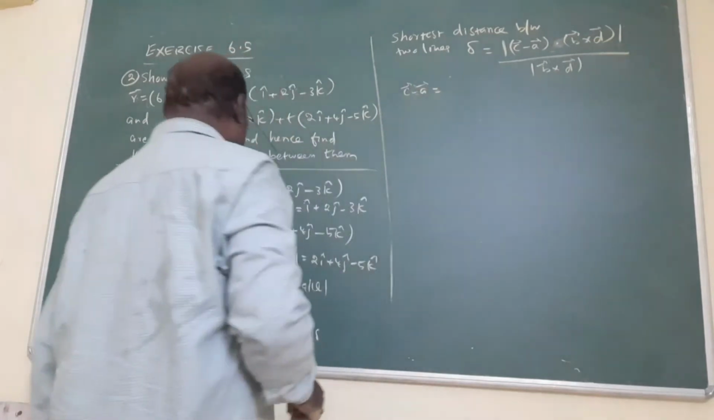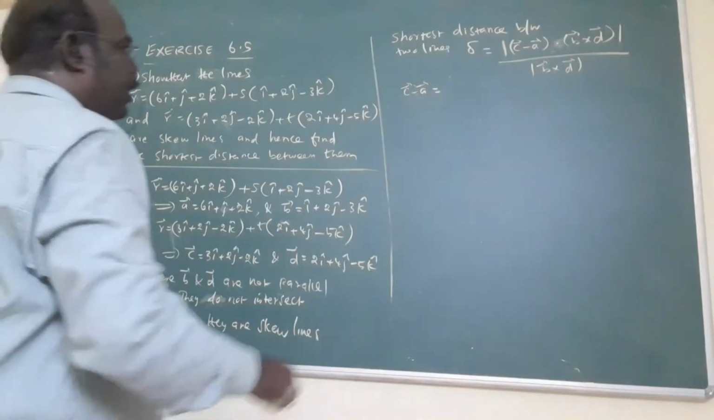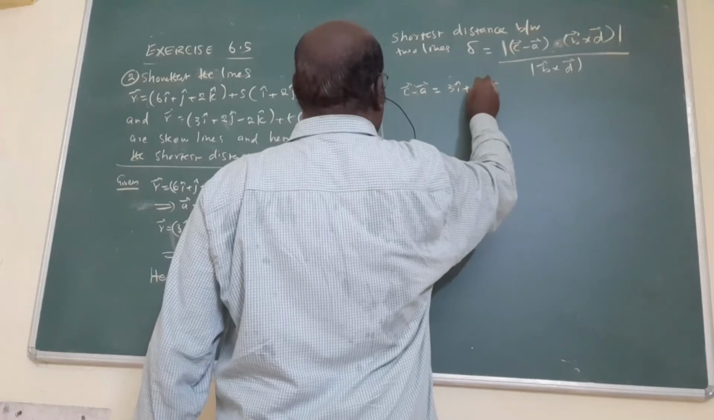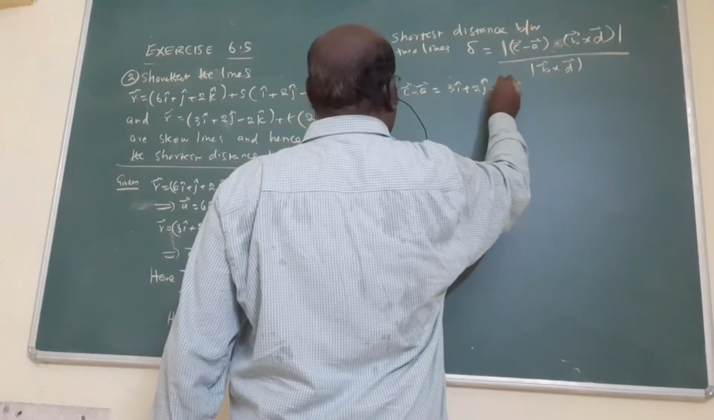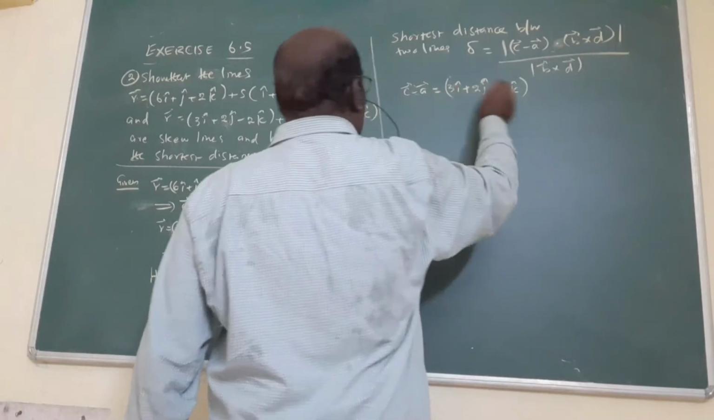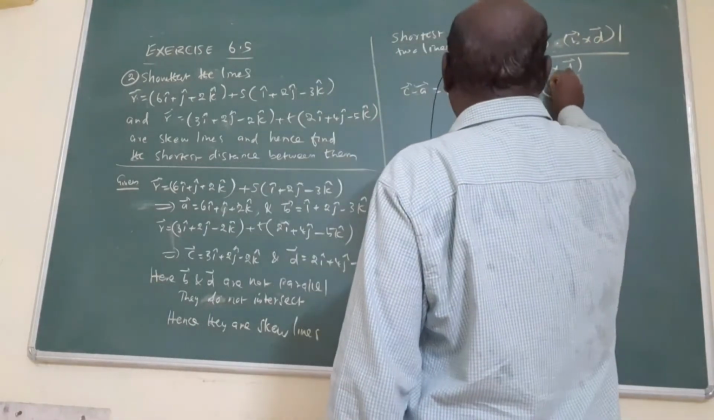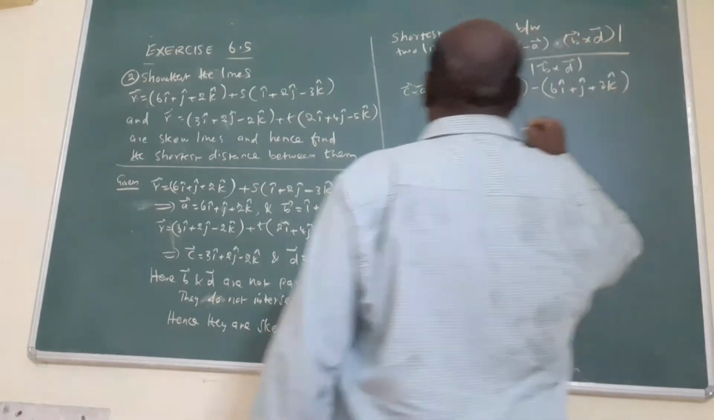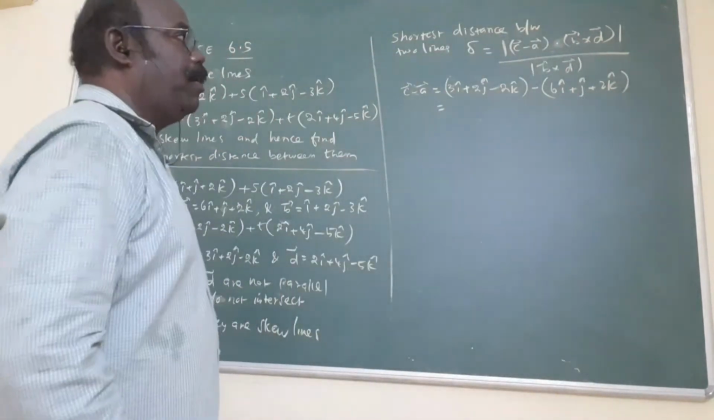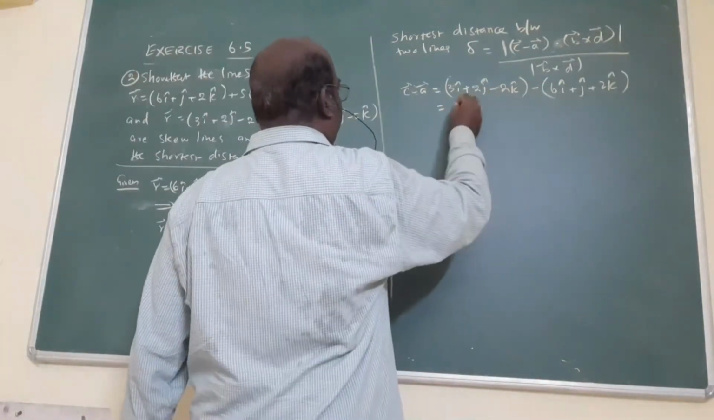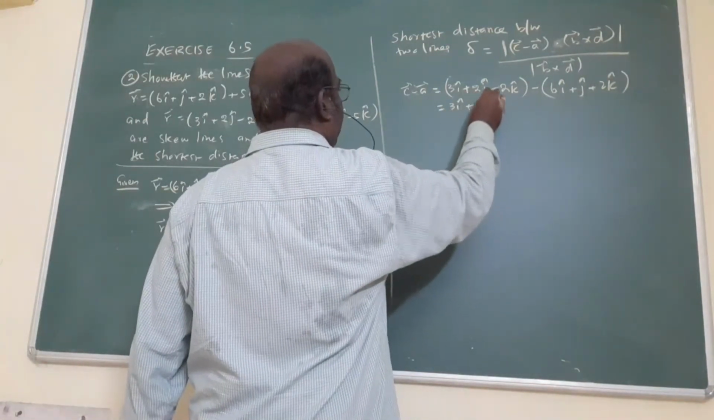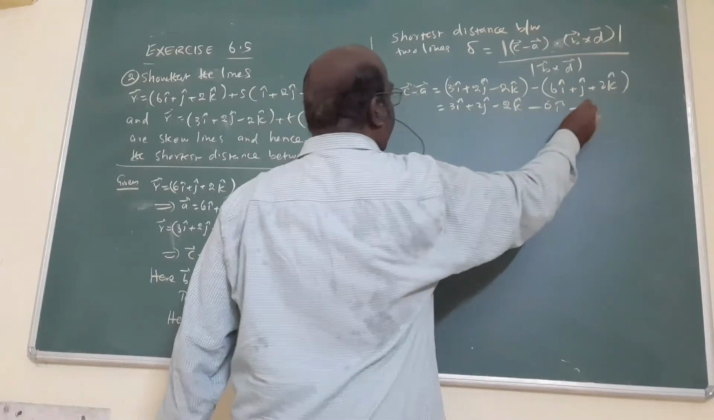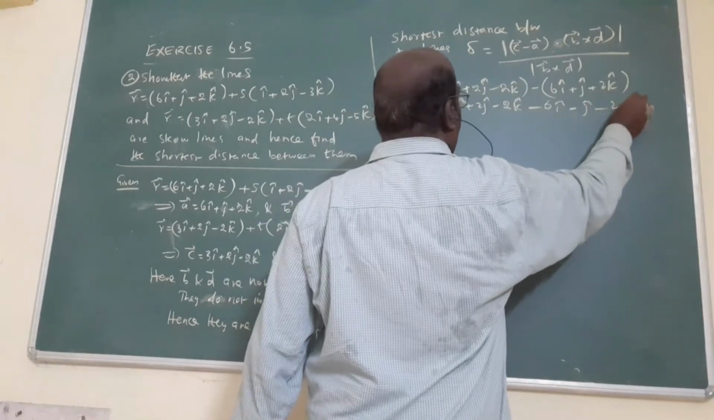What is C vector? Already our answer is 3I cap plus 2J cap plus 2K cap. A vector is what? 6I cap plus J cap plus 2K cap. Now separate both. You want to remove the bracket? 3I cap, 2J cap, 2K cap, minus 6I cap, minus J cap, minus 2K cap.